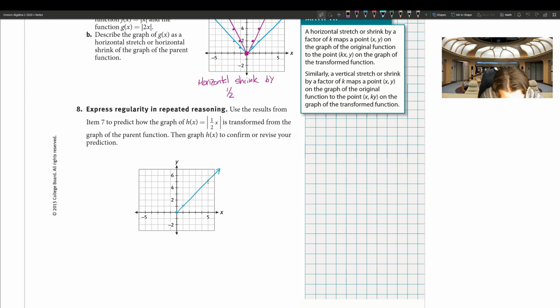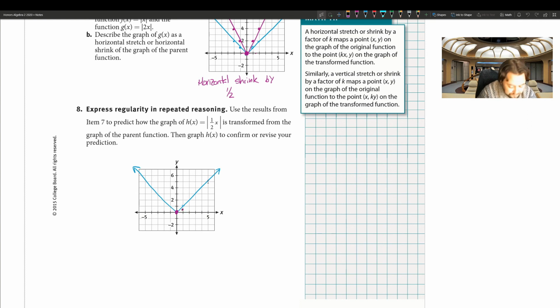Okay, and let's do this logically. So I'm going to pick 0. 1/2 times 0 doesn't really make a difference. So we're still going to start at 0. Let's do 1. 1/2 of 1 is 1/2. So 1, 1/2.